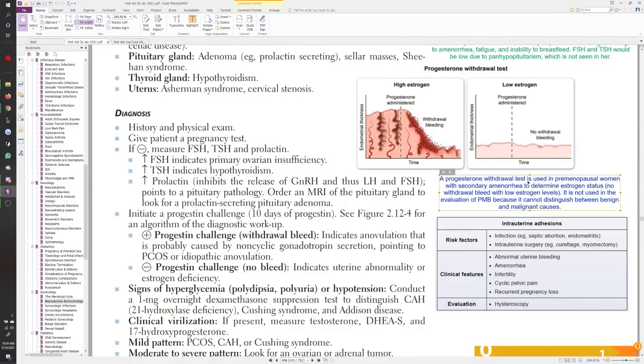So a progesterone withdrawal test is used in premenopausal women with secondary amenorrhea to determine estrogen status. No withdrawal bleed with low estrogen levels. It is not used in the evaluation of PMB because it cannot distinguish between benign and malignant causes. All right. So we're gonna see more about that when we go into other questions.